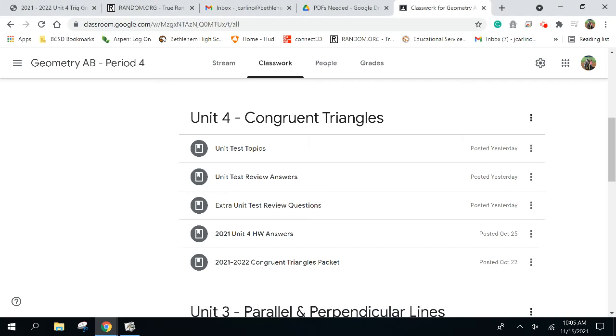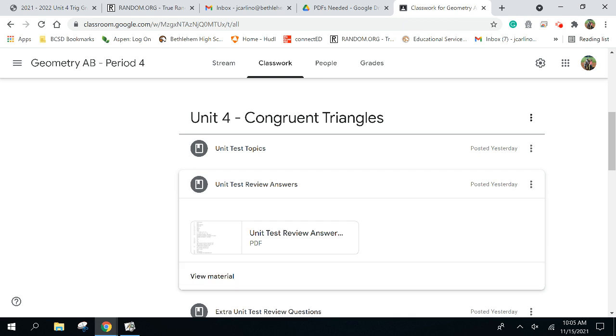Talk about the actual test. Unit test topics, I'll get to that in a second. Review answers, real quickly. This is review answers to your packet and textbook. If you guys have your packet on you right now, please go to page 34 for me.